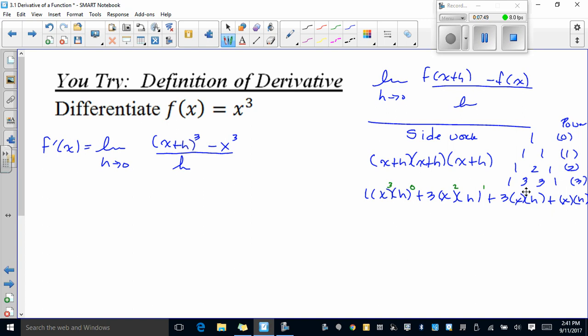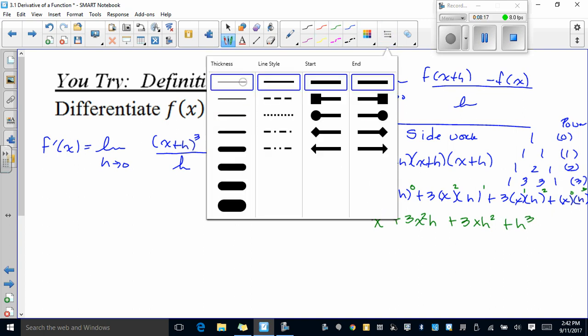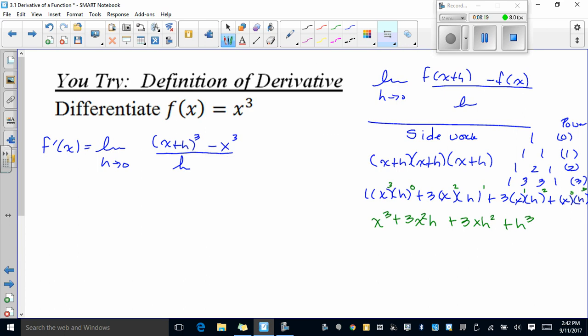So in the end, we have x cubed plus 3x squared h plus 3xh squared plus h cubed. Now, for those of you who have forgotten, anything to the 0 power is 1 except for 0. 0 to the 0 power is still 0. But 1 to the 0 power or 5 to the 0 power is 1. That's why this guy just went to 1.